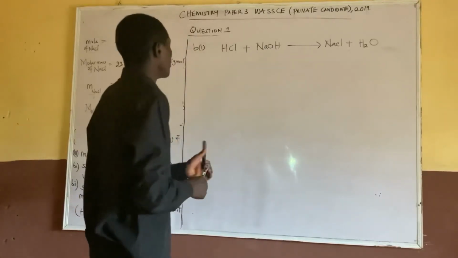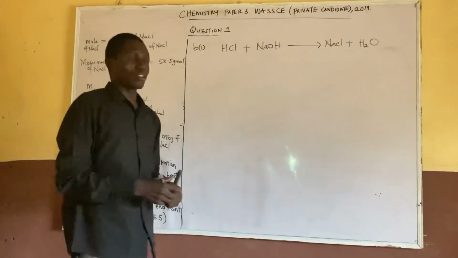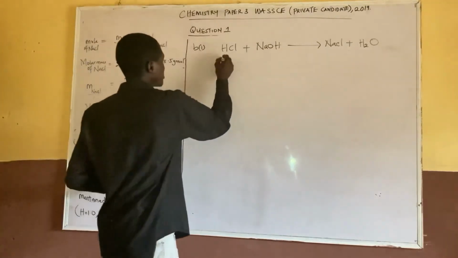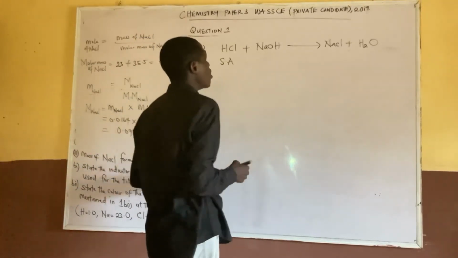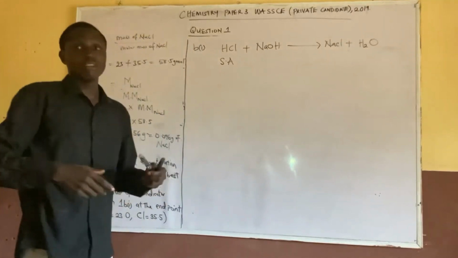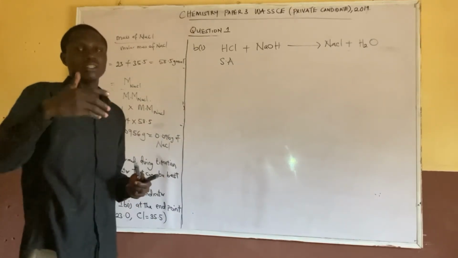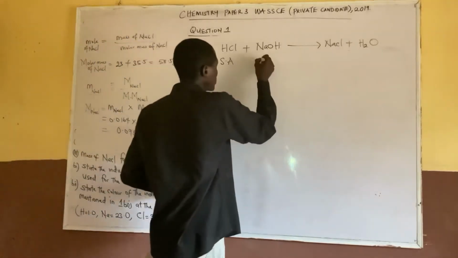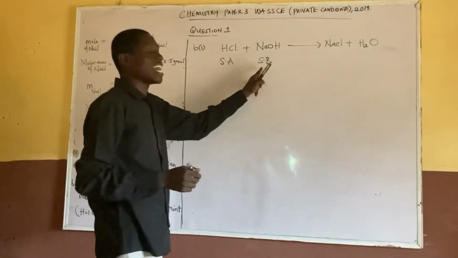Now, the acidity of HCl is very strong. So HCl is a strong acid. And the alkalinity of sodium hydroxide is also very high. It's very basic, around 13, 14. So it is a strong base. Now it's a reaction between a strong acid and a strong base.